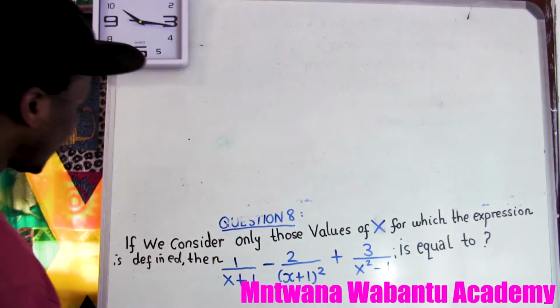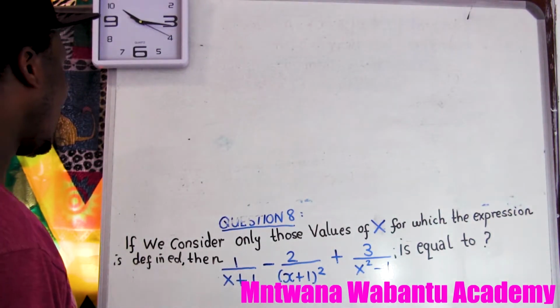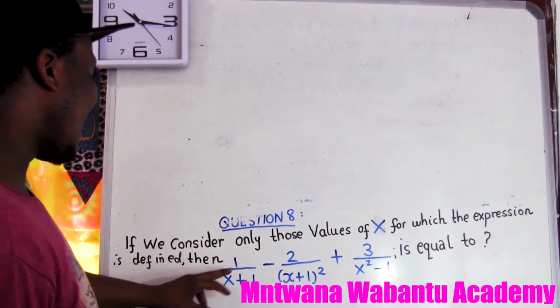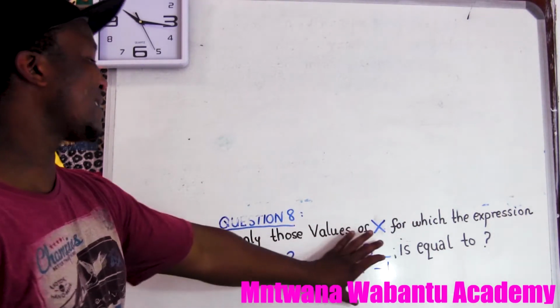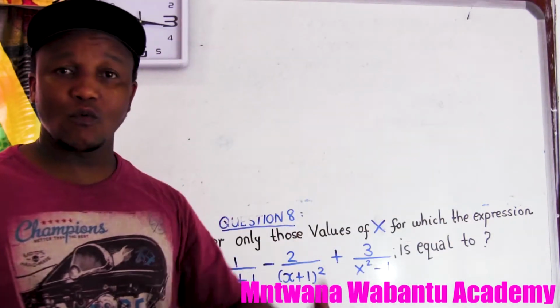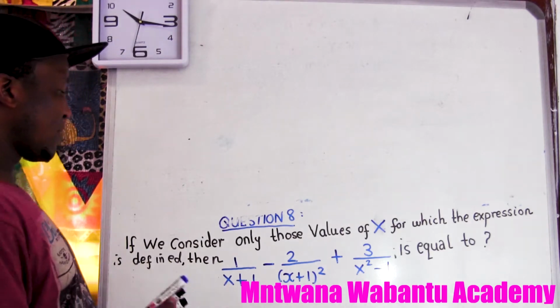Okay, question number 8. Let's say you consider only the values of x for which the expression is defined. Then the task is to simplify this. See, simplify this, it is equal to what number? So let's simplify. This is easy, man.